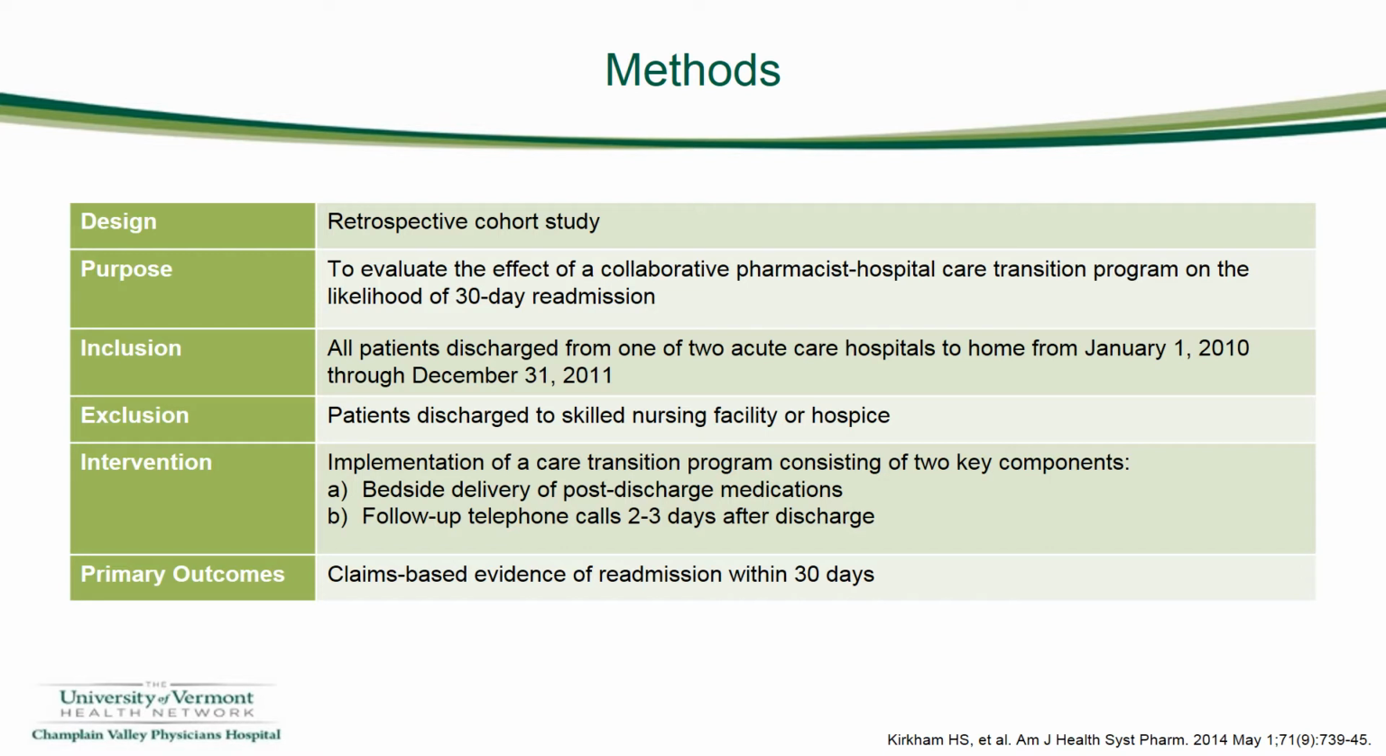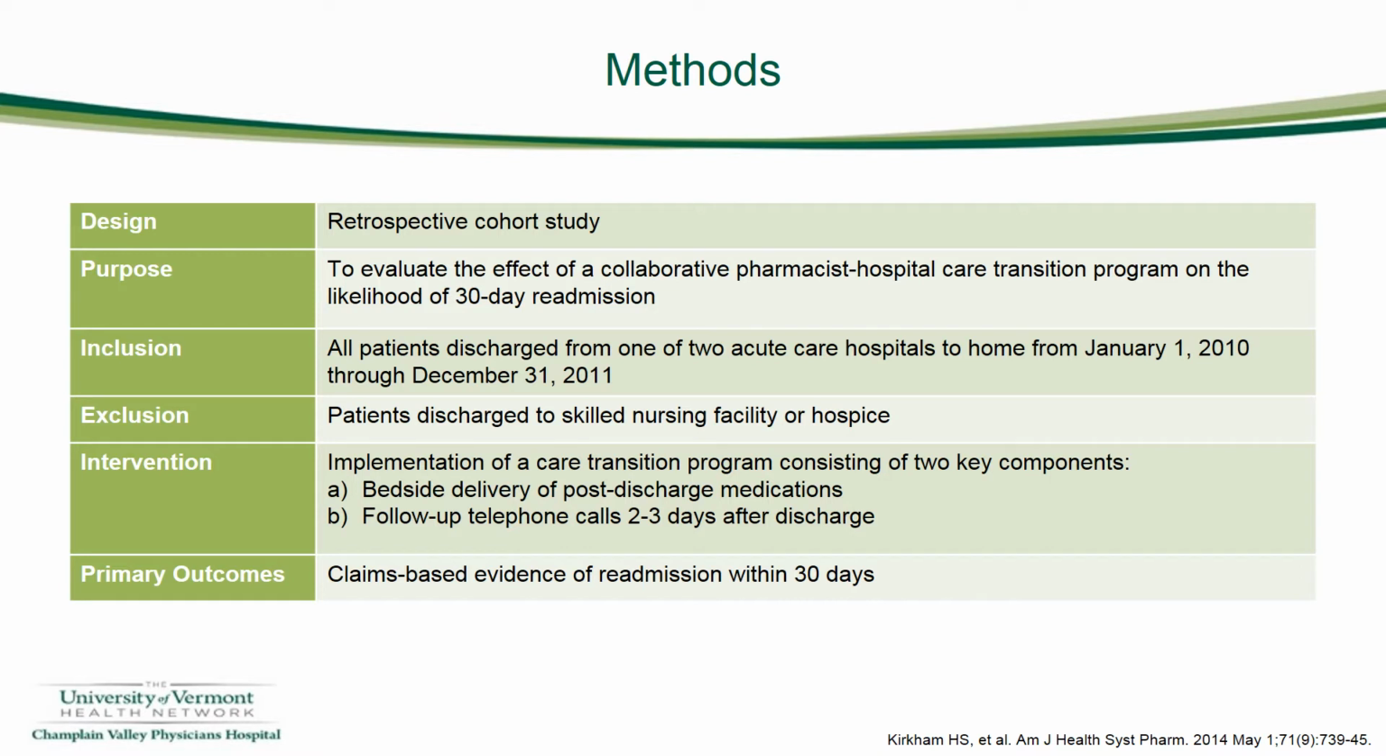They looked at any patient who was discharged from one of two acute care hospitals in the same hospital network, anyone who was discharged from these hospitals to home in this 2-year period from January 1st, 2010 through December 31st, 2011. They excluded any patients who were discharged to skilled nursing facilities or to hospice.